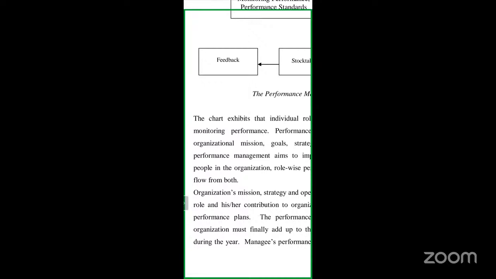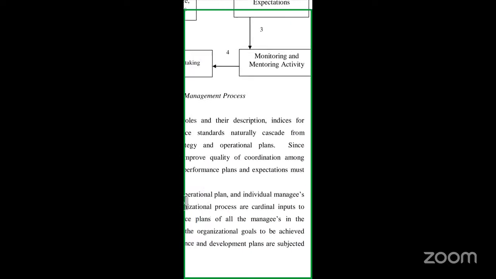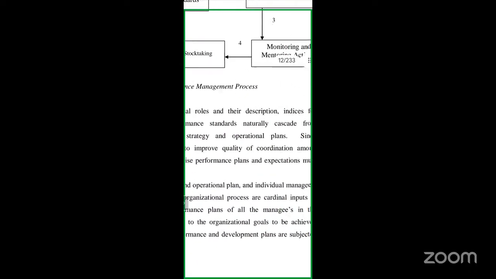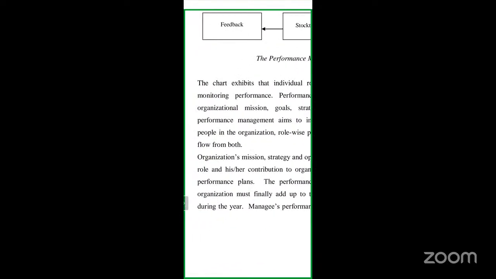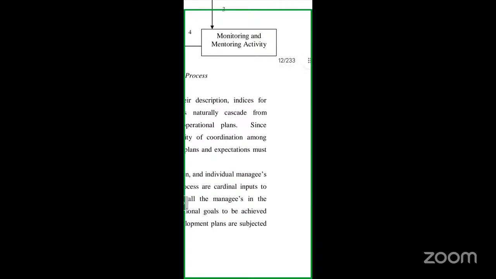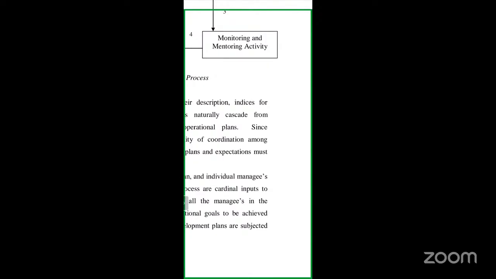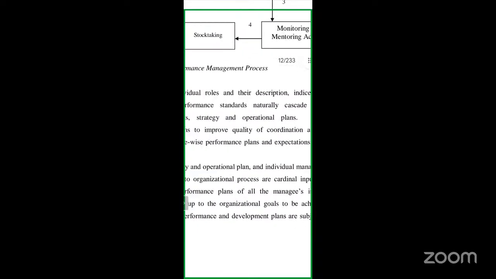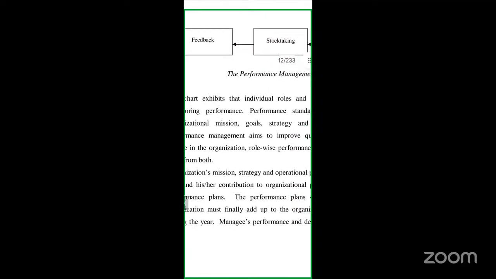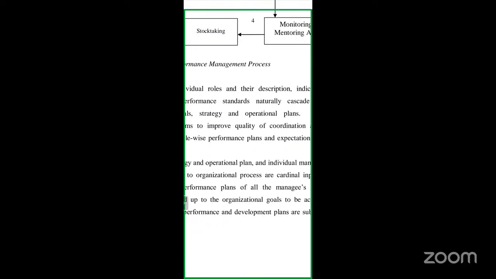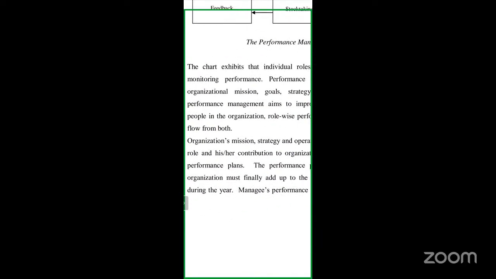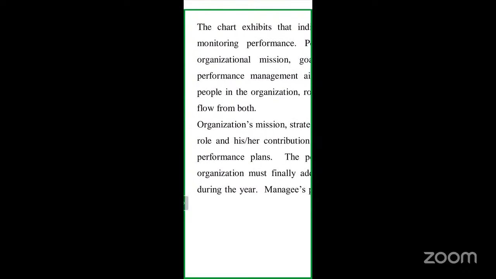The chart exhibits the individual roles and their description, indices for monitoring performance. Performance standards naturally cascade from organizational mission, goals, strategy, and operational plans. Since performance management aims to improve the quality of coordination, there should be coordination. We have seen that coordination is nothing but integration. We have seen four types of integration in the starting lecture of my program. Coordination among people in the organization, role-wise performance plans and expectations must flow from both. It means from both ends there should be a flow. This both-end flow is what is taken as the stock taking, which gives the feedback.